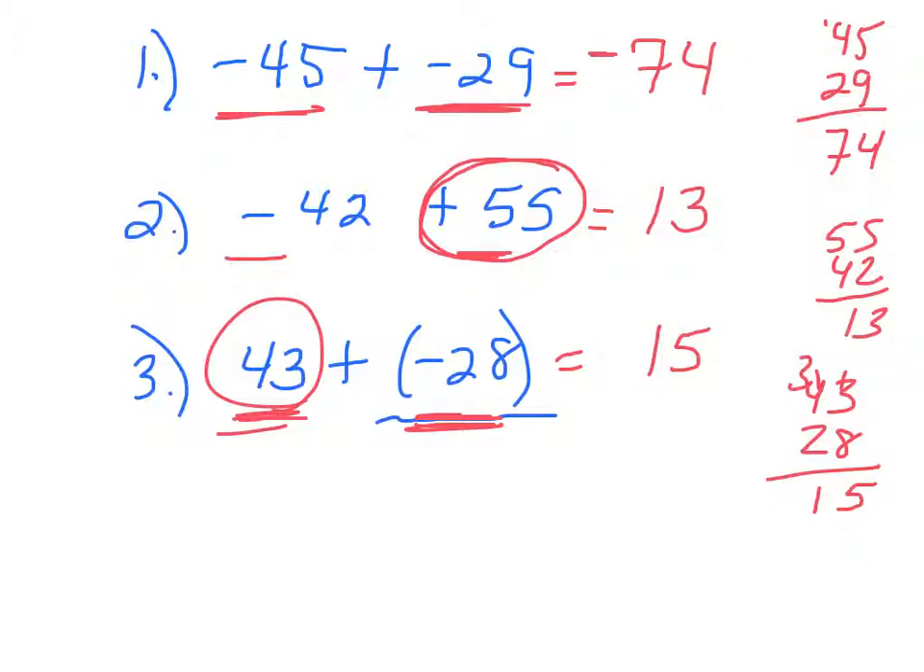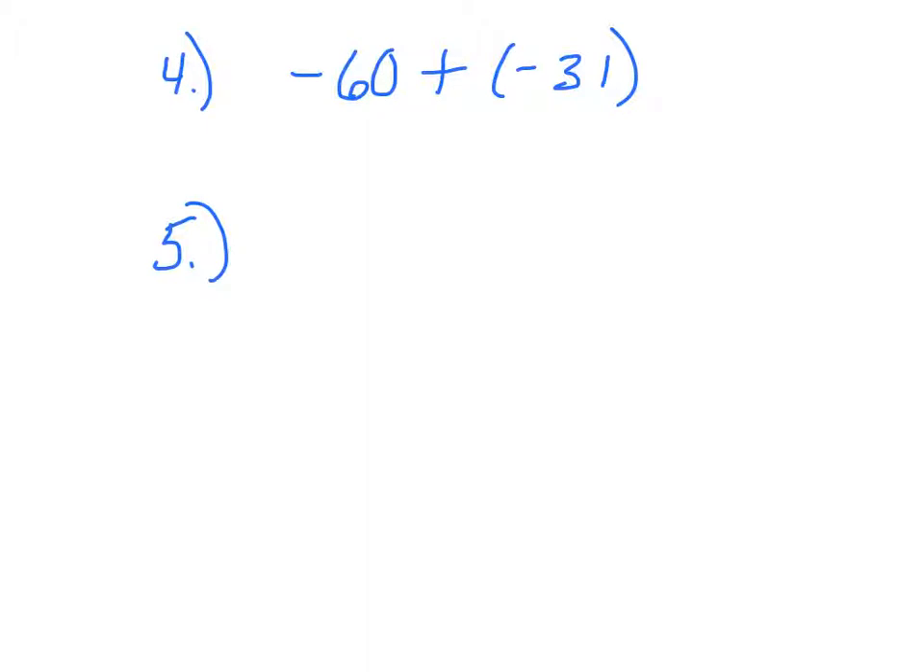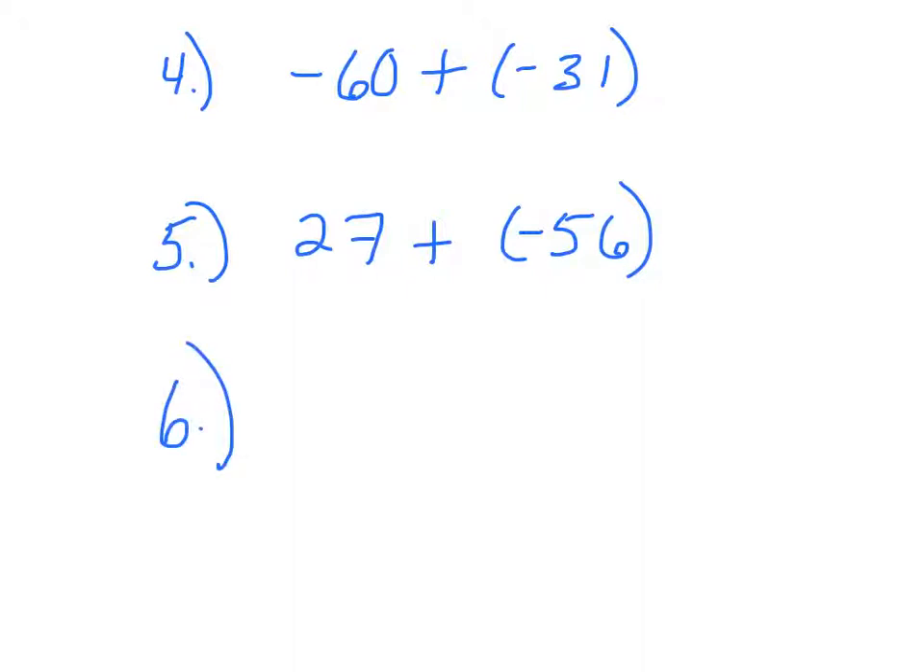Alright, I'm going to do one more slide with a try. Let's see, how about we do, what are we on, number 4? Let's do negative 60 plus, and just to get you used to it, I'm going to put in parentheses. Doesn't change a thing. Number 5, 27 plus negative 56. And the last one, let's do negative 54 plus negative 41. Alright, give them a whirl if you want, but hit pause first.